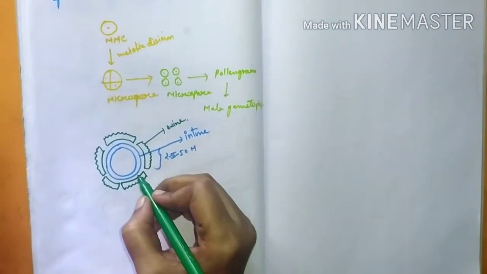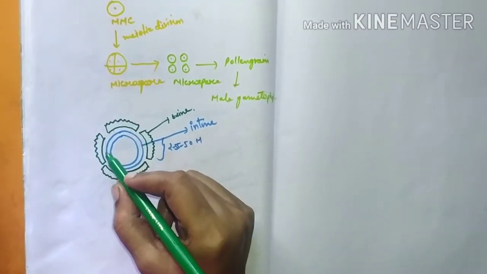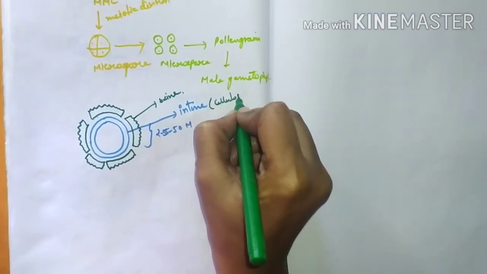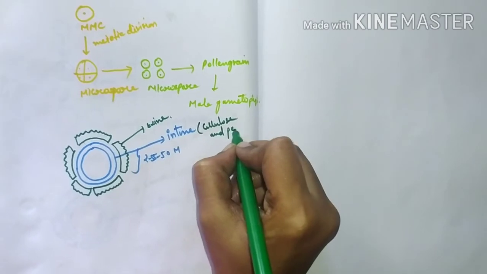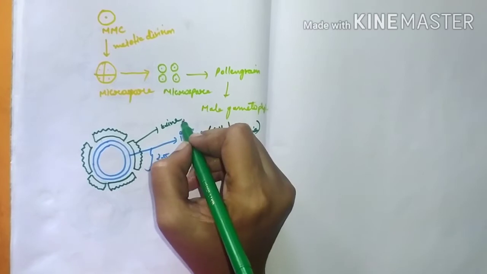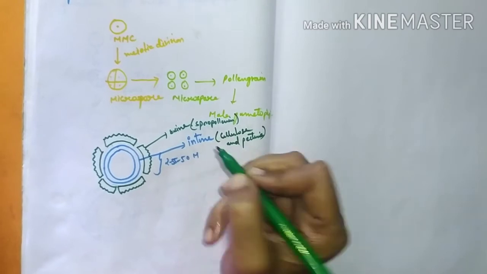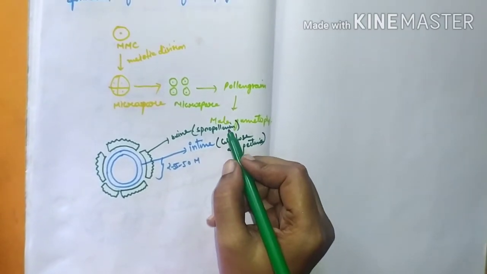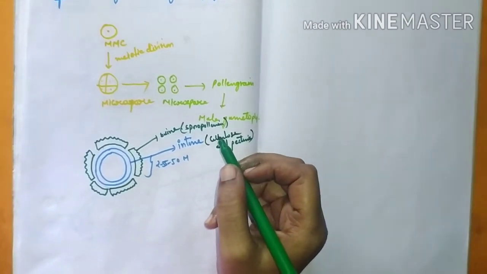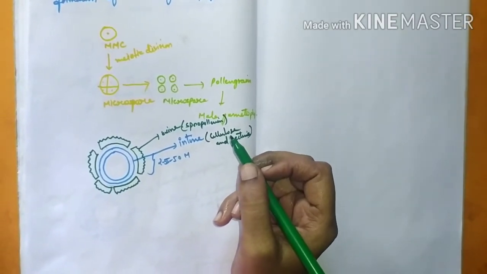So this one contains its own plasma membrane and this inner continuous layer called intine, which is made up of cellulose and pectin. And this irregular outer layer called exine is made up of sporopollenin, which is the most resistant organic material known and is secreted by the tapetum. Sporopollenin can withstand high temperature and strong acids and alkali.